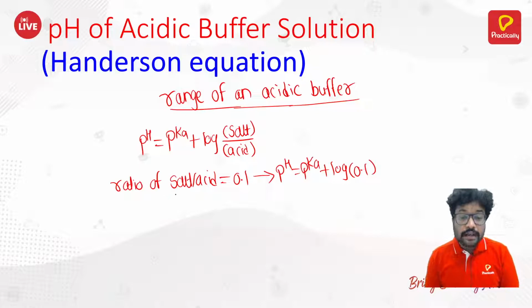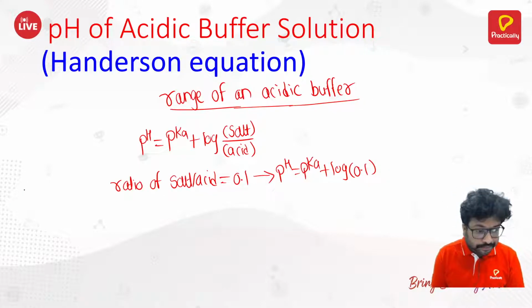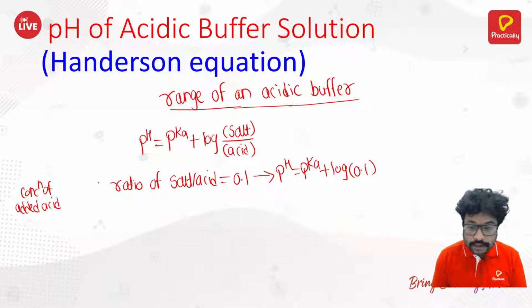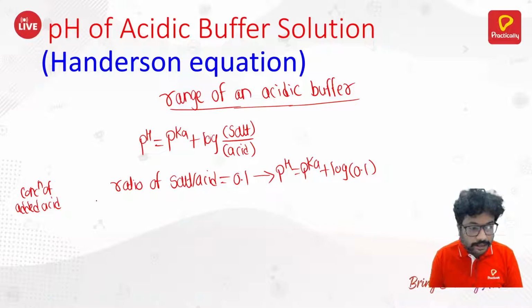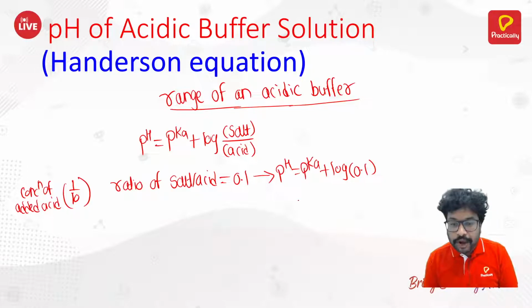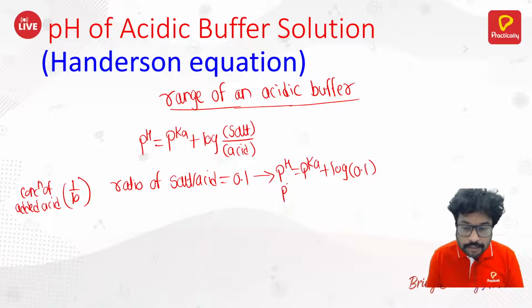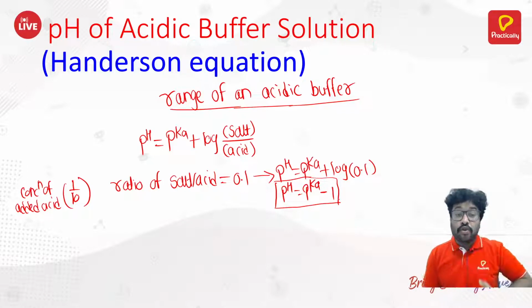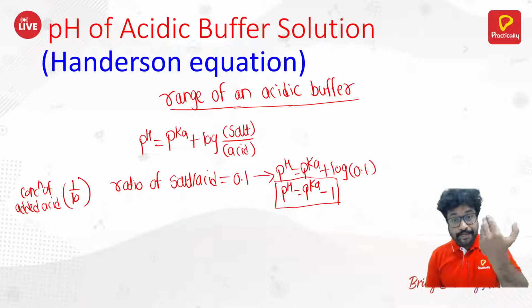So basically, the concentration of added acid is 10 times. You can see here, salt upon acid, it's 1 by 10. So 1 by 10 is 0.1. Okay, log of 0.1 is what? Log of 0.1 is -1. So pKa -1. That is the range on the lower side. Now the upper side.